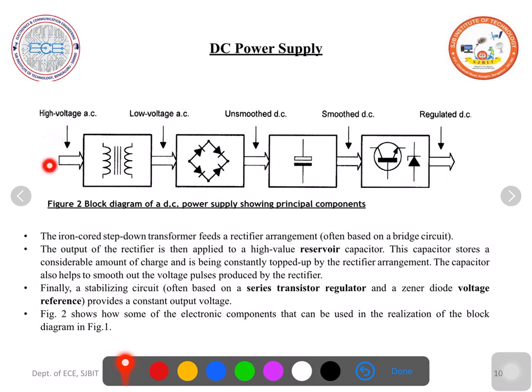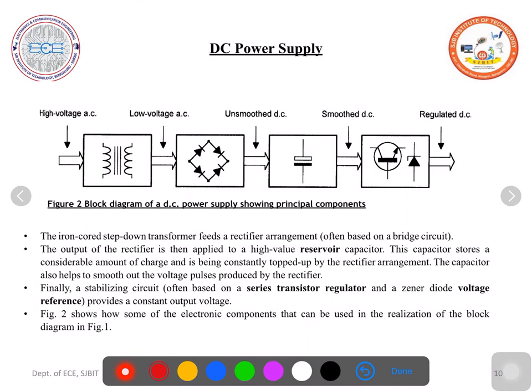So high voltage AC is applied to a step down transformer. Here if you see, the number of primary and secondary windings looks the same, but actually if it is a step down transformer, the number of windings in the secondary should be less than the primary. So while reading the symbol of a step down transformer, be careful.